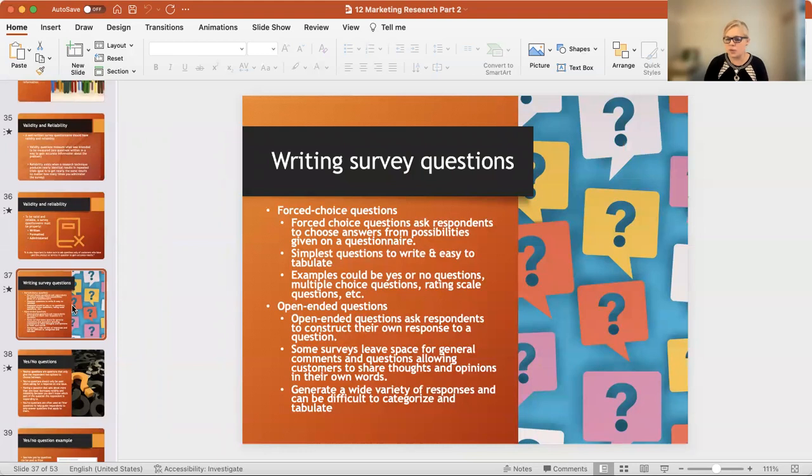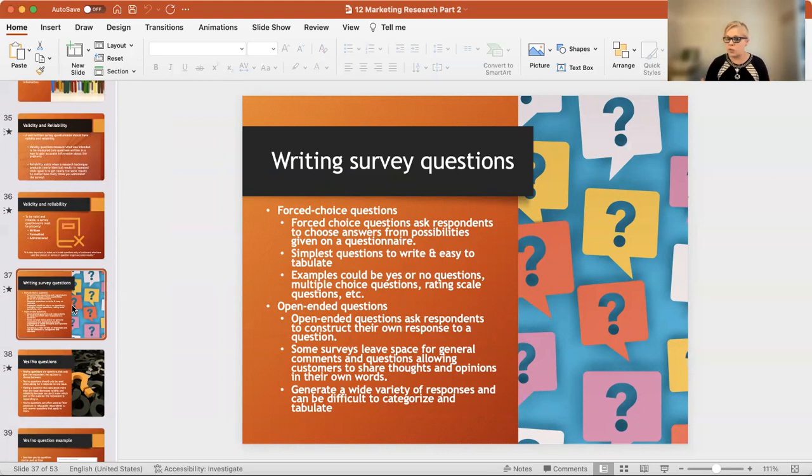When we write survey questions, what are the kinds of survey questions we can have? We can have these forced choice questions, right? We ask them to choose from a certain set of possibilities. This is yes or no. You have to choose one of the above. We're forcing them into a specific type of choice. They can't leave it blank.